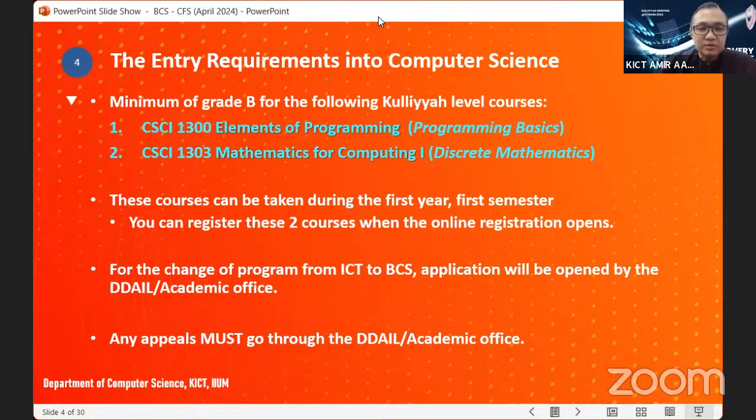So you are taking this during the first year, first semester, right? So once the online registration opens, when you enroll, you register these 2 courses. Inshallah, if you do well, when we say a declaration of program is open, then you can declare your program as BCS should you want to change from BIT. By default, everybody that comes in goes to BIT first, right?